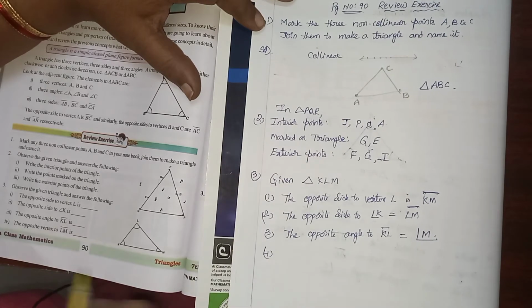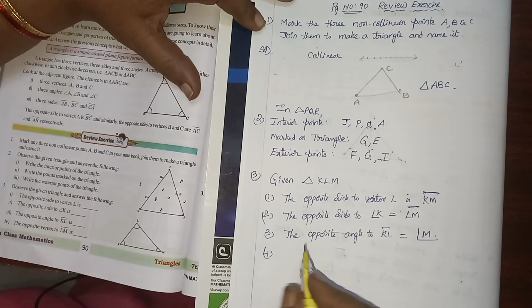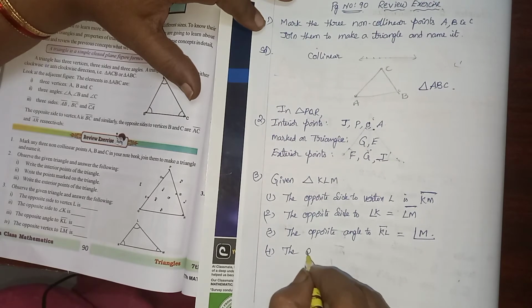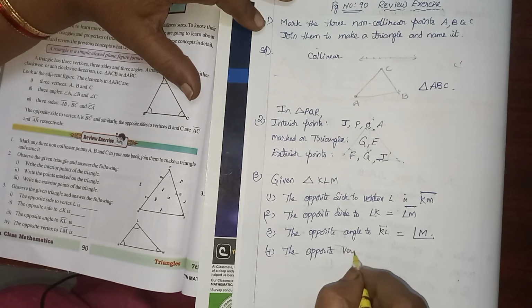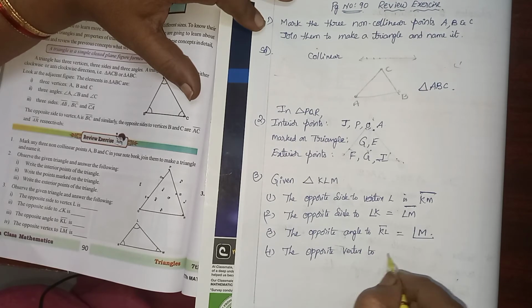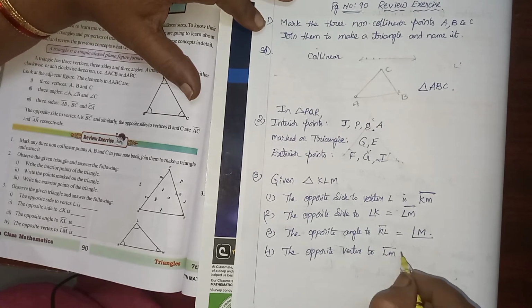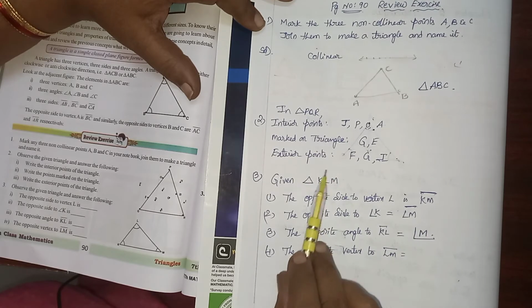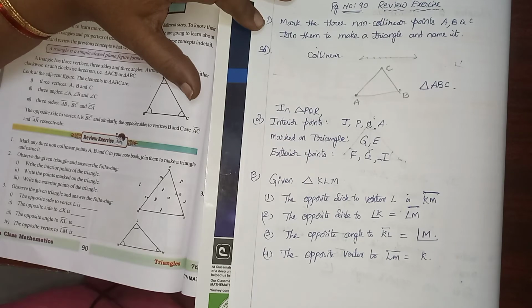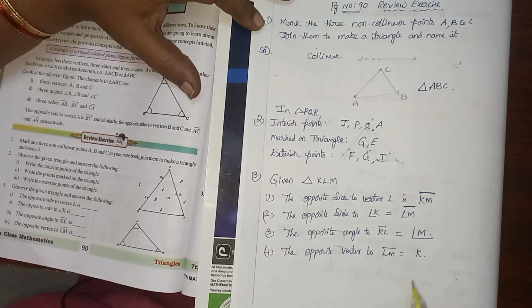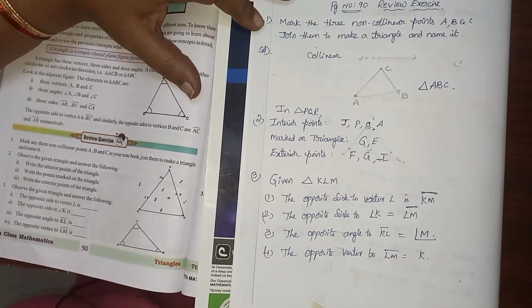Fourth one, the opposite vertex to LM. Close the LM. The vertex is K. Only the vertex, don't write the line, angle or line segment. Only K.